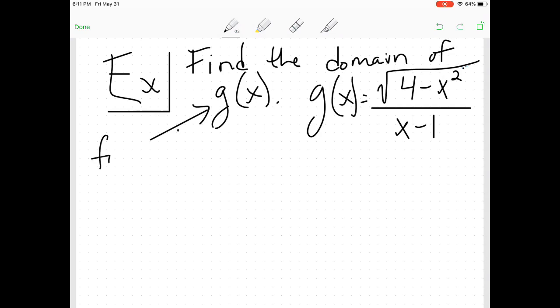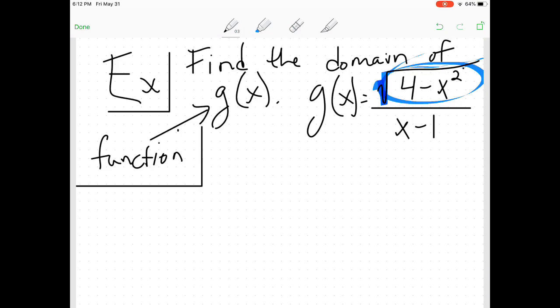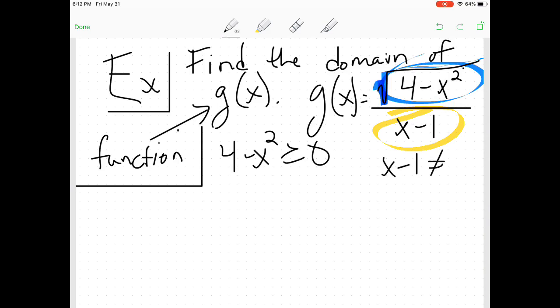So g, that's just a function, right? Don't worry about the fact that it's the letter g, okay? It's still a function. All right, so if we take a look over here, we notice, okay, again, we have two restrictions, right? One, we have this square root. Whatever's under the square root has to be greater than or equal to 0. We do not want to take the square root of a negative. So that tells us, here, let me just block this off. 4 minus x squared has to be greater than or equal to 0. And then if I take a look at the denominator, well, I know my denominator can't be equal to 0. We are not dividing by 0. Okay, so I know x minus 1 is not equal to 0.